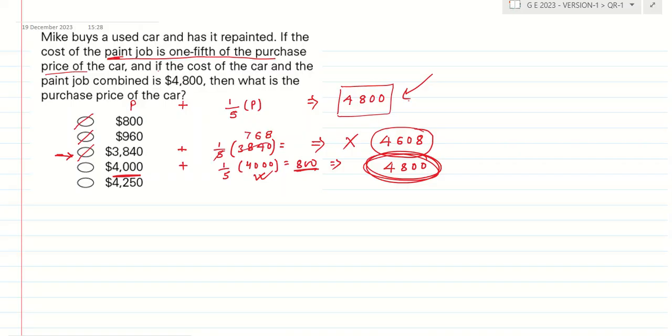And the price is given in the option already, right? The price I took is 4,000. Now the painting cost must be 1/5 of 4,000. 1/5 is 20%. So 20% of 4,000, how much will you get? 800. Add the 800 to the price, I'll get 4,800, and that is the total cost. Which means I got my target here. My answer is this one. 4,000 is my answer. Make sense? Yes, sir.